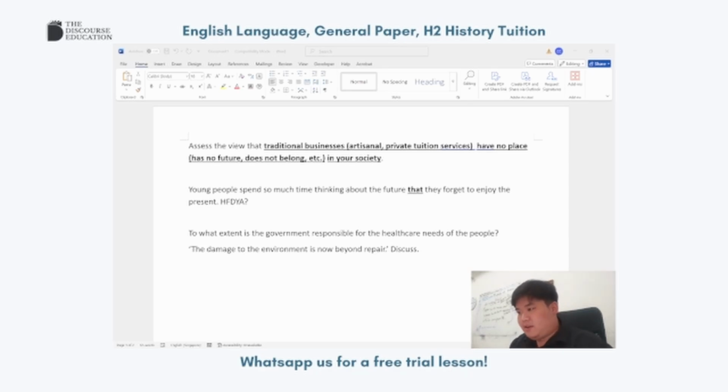So for instance, students might write, young people indeed spend too much time thinking about the future because of reasons XYZ, when they should really be writing, young people indeed spend too much time thinking about the future, so much so that they forget to enjoy the present, as they are distracted or they focus too much on certain things, right? They develop this myopic view because they're just thinking about what comes next instead of thinking about what they're currently experiencing, right? So this is where we have to play around with perspectives when it comes to constructing our arguments, and therein lies the trap, right?